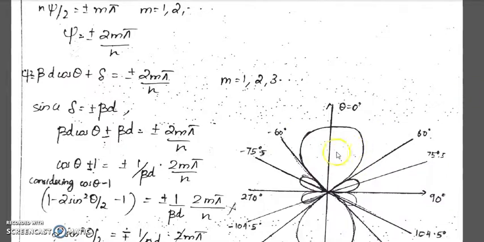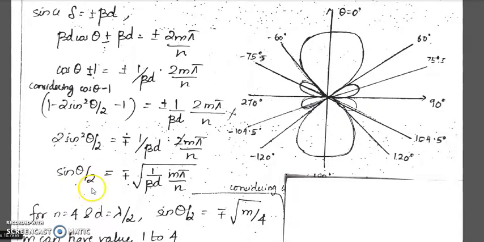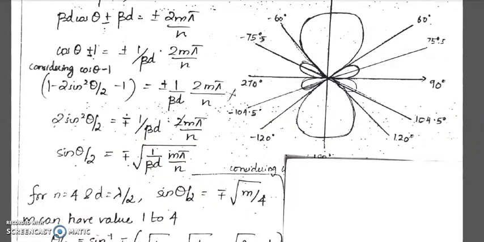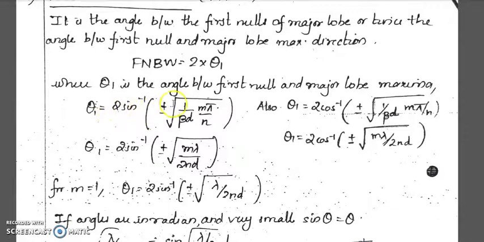And what is the first null beam width angle theta? Theta can be computed by this equation. We know that sin theta by 2 is equal to plus or minus square root of 1 by beta d into m pi by n. From that you can rewrite theta 1 is equal to 2 into sin inverse of plus or minus square root of 1 by beta d into m pi by n.